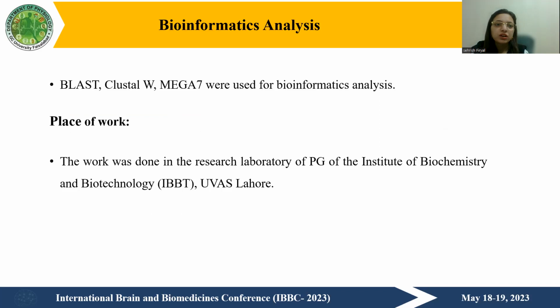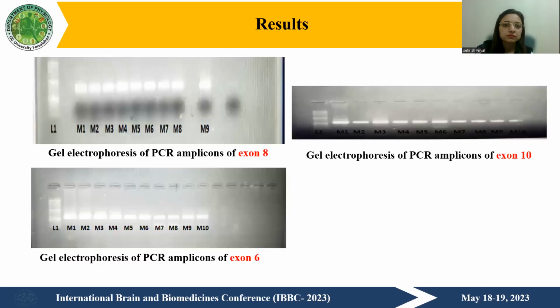The last step was the bioinformatic analysis, which includes different software. BLAST was used for finding out the mutations or polymorphisms, ClustalW was used for alignments, and MEGA 7 was utilized for the phylogenetic analysis. All the work was done in the research laboratory of the Institute of Biochemistry and Biotechnology, Lahore.